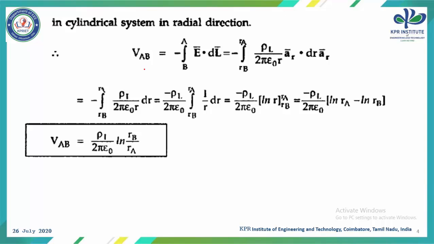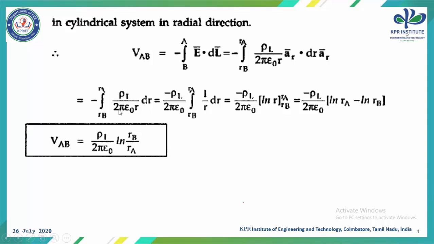Now we want to find out the VAB equal to minus integral RB to RA rho L divided by 2 pi epsilon naught R into AR into dr into AR. Now AR into AR is equal to 1. Now, integral RB to RA rho L divided by 2 pi epsilon naught into R into dr.